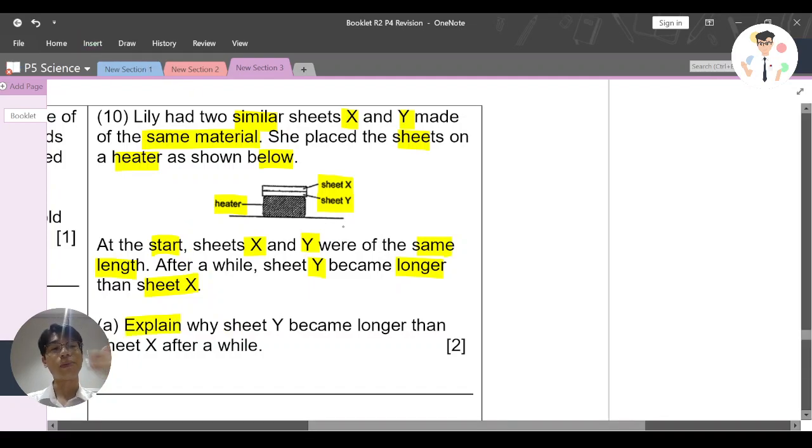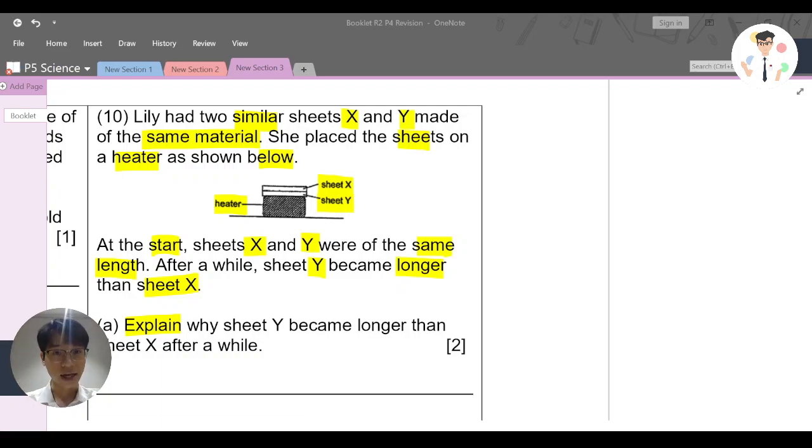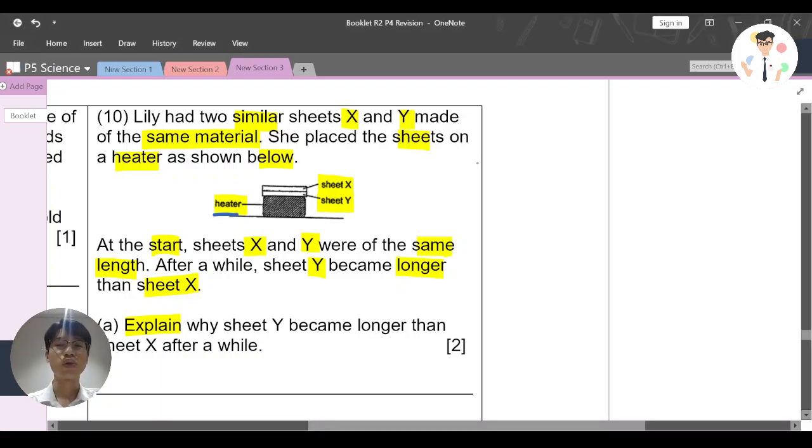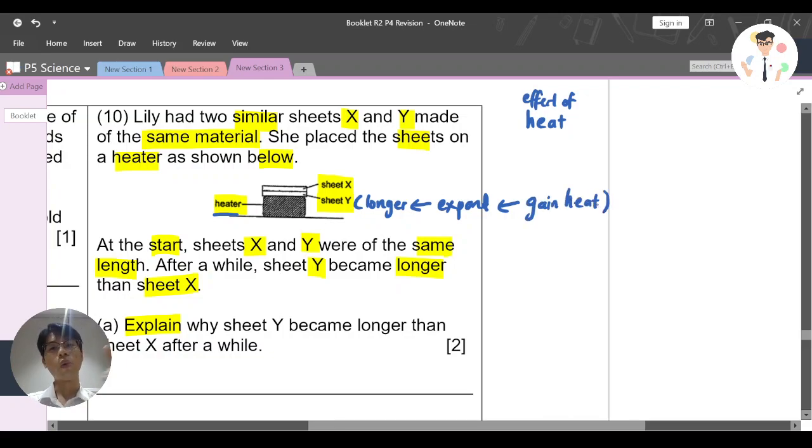So the first thing we should be able to identify is what topic we are actually discussing here. Again, there's a heater here, so you know that somehow it's about heat, right? And it becomes longer. Can heat make something become longer? Kind of yes, right? Why? Because there's an effect of heat happening here. So when Y becomes longer, it creates a question. Why does it become longer? Because it expands. And why does it expand? Because it gains heat. But why does it gain heat? Because it's on top of a heater.